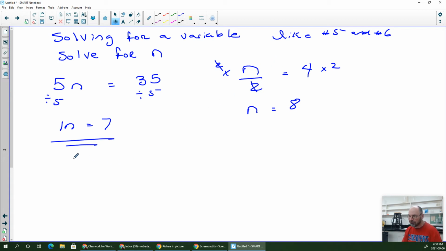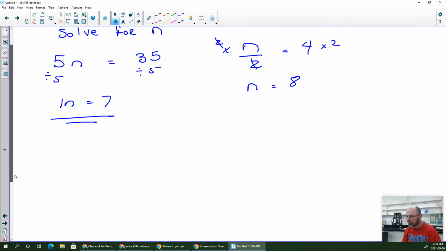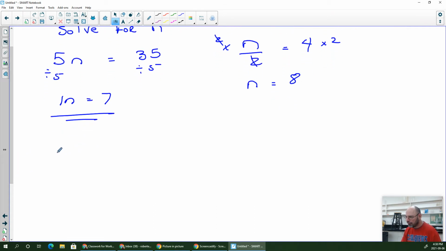Okay, if you have a plus or a minus, like if you have n plus 2 equals 10, you have to do the opposite of whatever this is. So we want n by itself. We don't want the 2 there, so we have to take it away on both sides, just like a scale. The equals is like a scale. So 2 minus 2 is 0, so that's n equals 10 minus 2, which is 8.